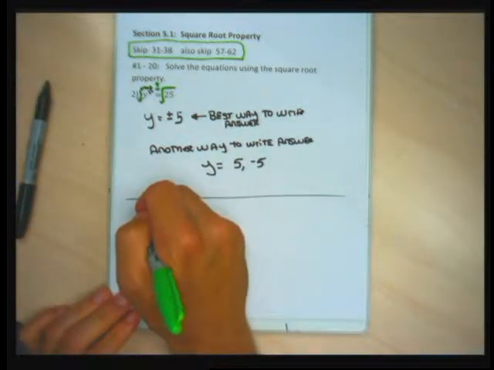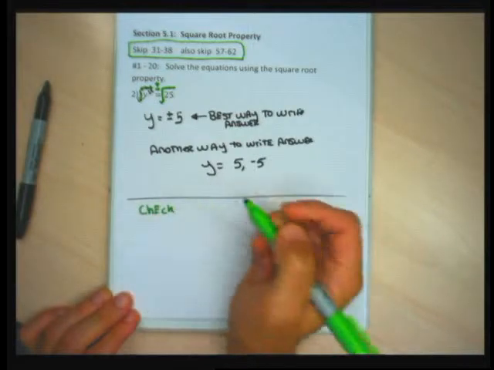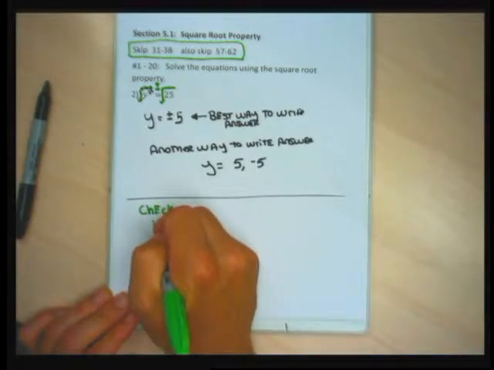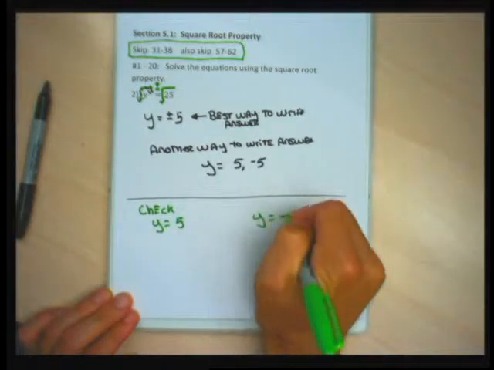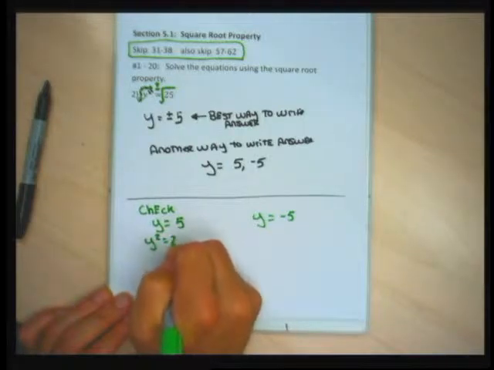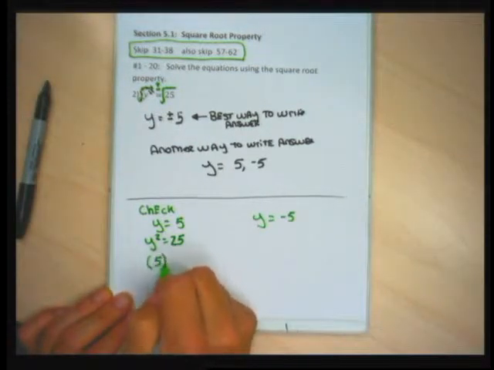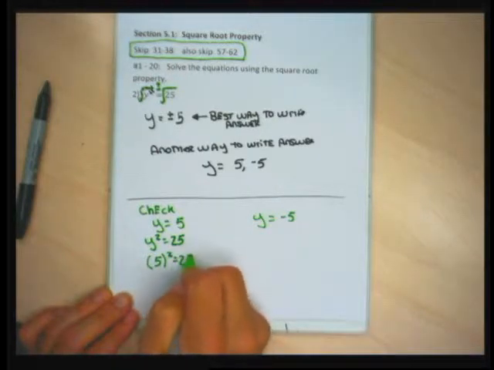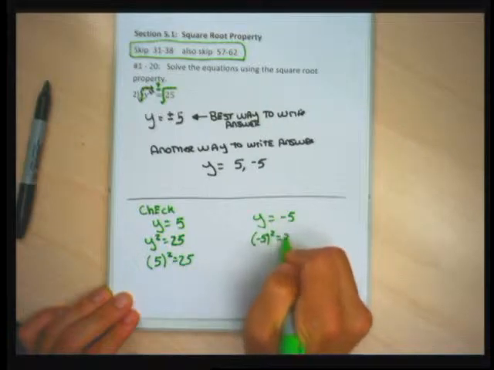We should check every problem, but the square rooting doesn't introduce extraneous solutions. So if I don't make a math error, then my answers are going to check. But it's not so hard to check. So the original problem was y squared equal to 25. I'm going to check to make sure that positive 5 squared equals 25, and that negative 5 squared also equals 25.